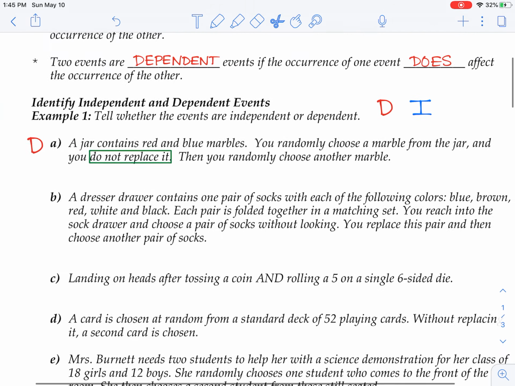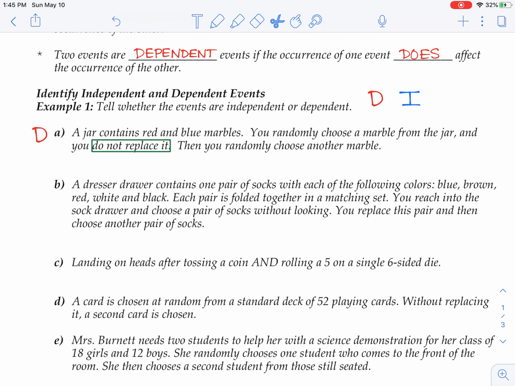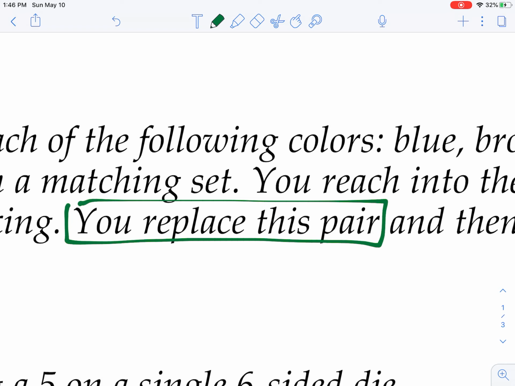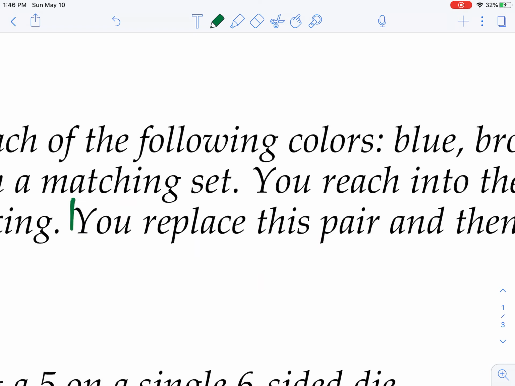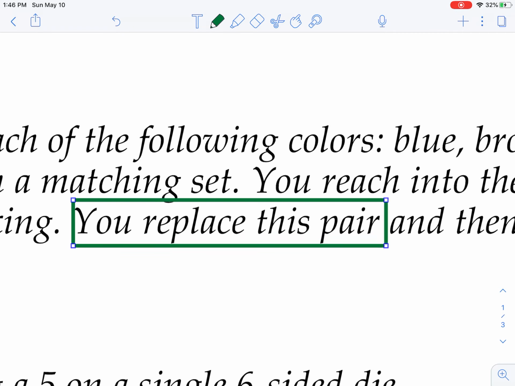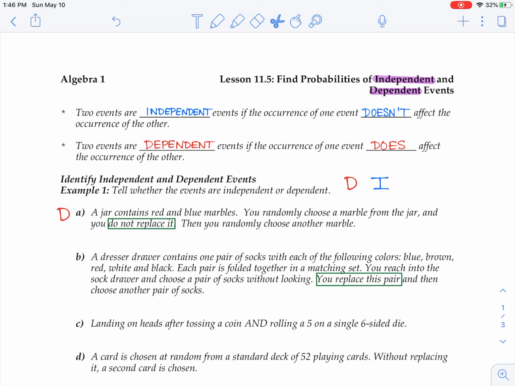All right. A dresser drawer contains one pair of socks with each of the following colors. Each pair is folded together in a matching set. You reach into the sock drawer and choose a pair of socks without looking. You replace this pair and then choose another pair of socks. All right, so again, off of that same wording, our second probability is not affected by our first probability because we put the first pair back. So we're going to say that these two events are indeed independent. So that's one wording we can look for: did it get replaced or did it not?